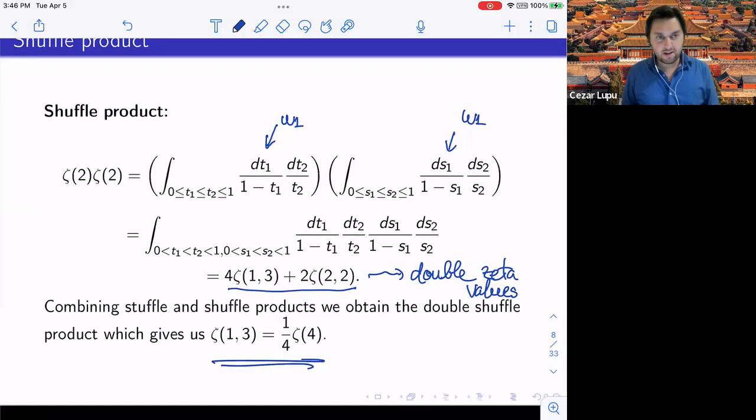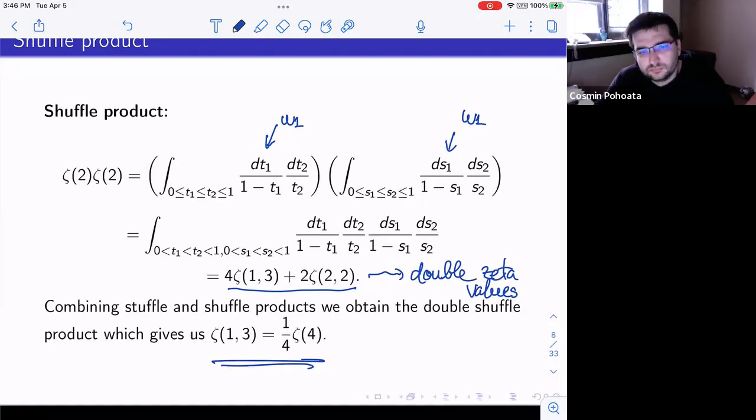So this is just an example, and you can play around with other examples. You can multiply zeta of 2 times zeta of 3.